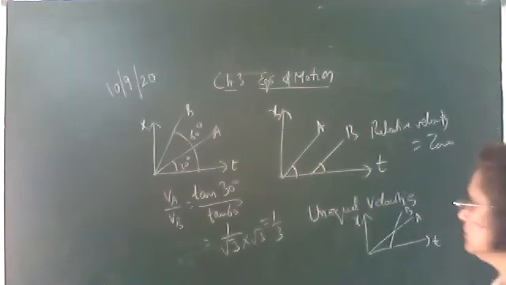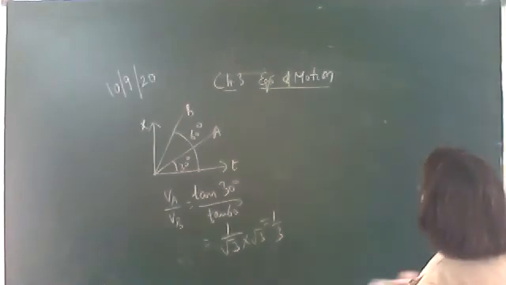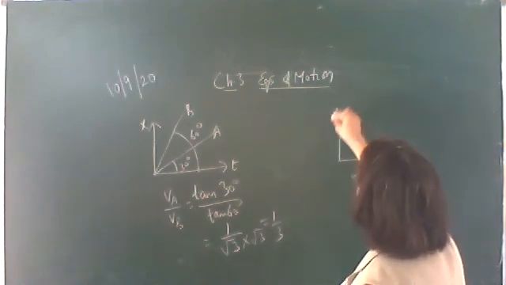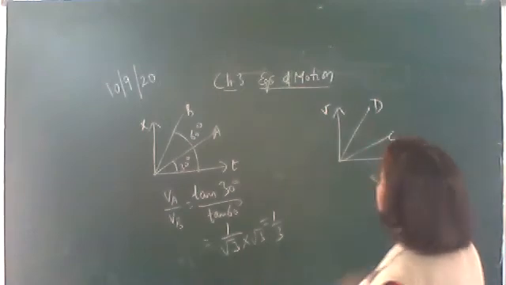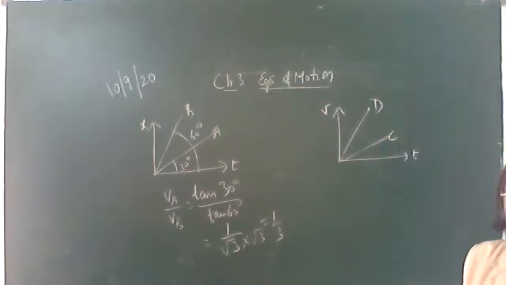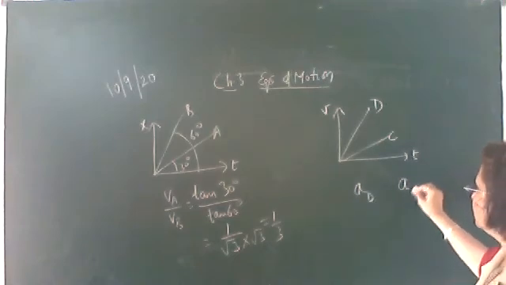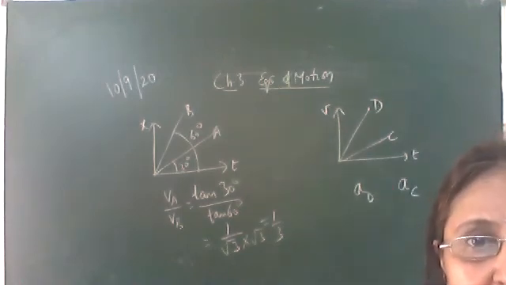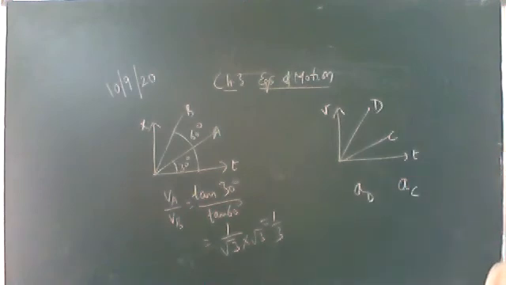Write another question. Now the velocity-time graph is given. Okay, let these bodies be C and D. Which body is having greater acceleration? Acceleration of D body is greater or less than C? I have to put the sign over here. Greater or less? Yes, why?